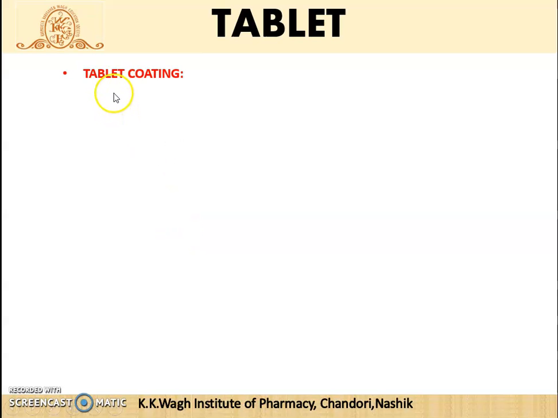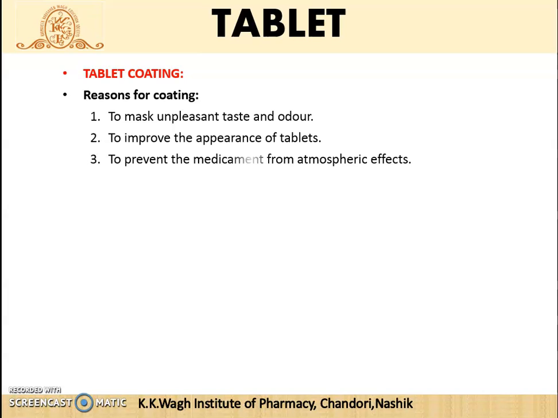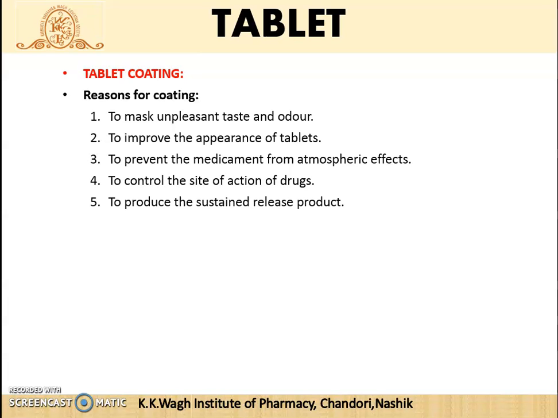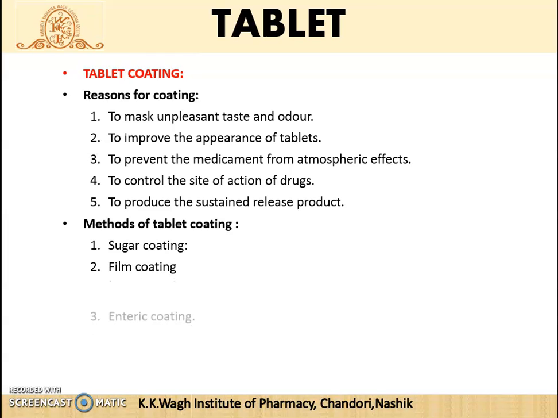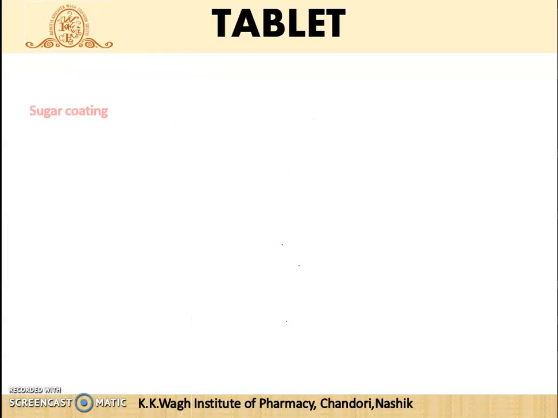After that we see tablet coating. Before that, we see some reasons why tablet coating is necessary: to mask unpleasant taste and odor, to improve the appearance of the tablets, to protect the medicament from atmospheric effects, to control the site of action, to produce sustained release products. There are three types of tablet coating: sugar coating, film coating, and enteric coating.